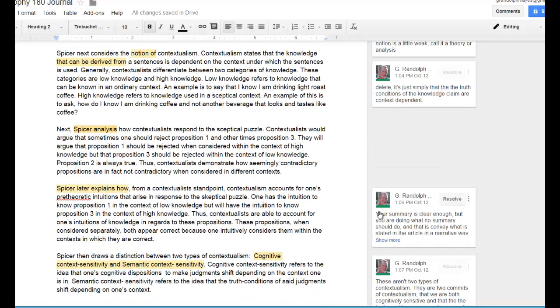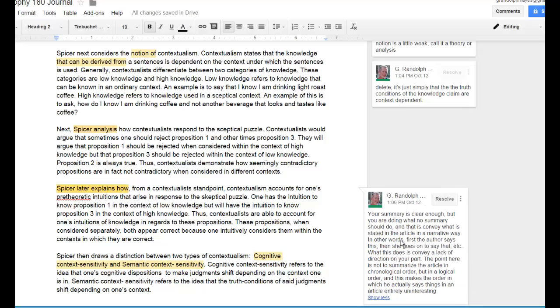Okay, so what I wrote is, your summary is clear enough, but you're doing what no summary should do, and that is convey what is stated in the article in a narrative way. In other words, first the author says this, etc. So this is a very common comment of mine.